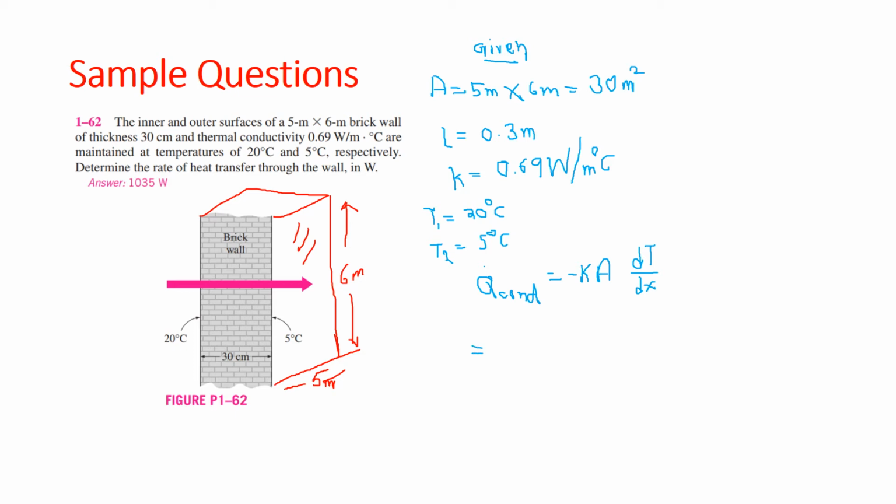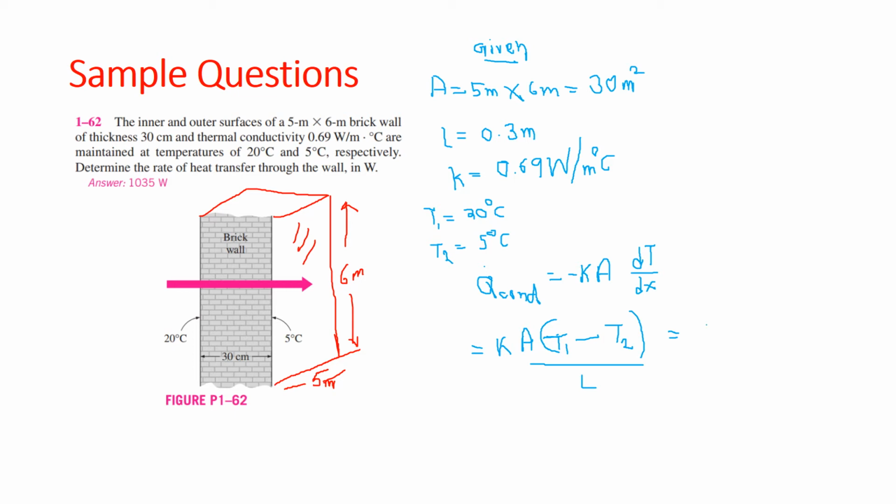This I can also write like this: K times A times (T1 minus T2) over L, the length, since everything is constant. Okay, so what do we know? We know it's pure conduction, so we wrote the formula. We know the T1 value, we know the T2 value, the K value, everything is known. So it's easy. We just have to plug in all the numbers.